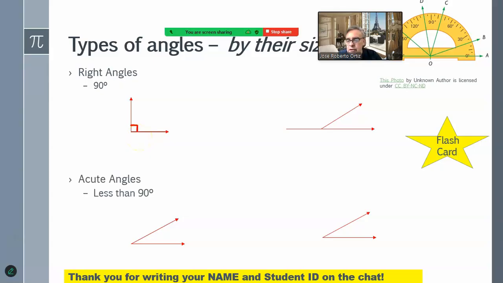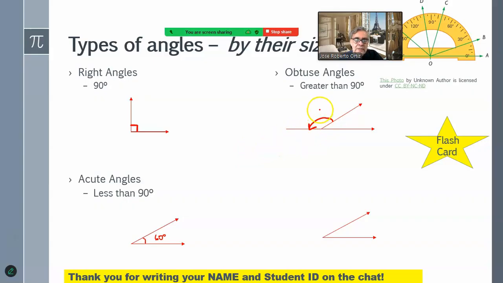Then you have the acute angles, which are less than 90 degrees. Like in this diagram I'm showing you here, this is probably 60 degrees, maybe less, maybe 50 degrees, but think of it as the L closing, okay? Those are acute angles. Now, obtuse angles are the ones that are greater than 90 degrees. So in this case, this would be the obtuse angle. So obtuse greater than 90, acute less than 90.